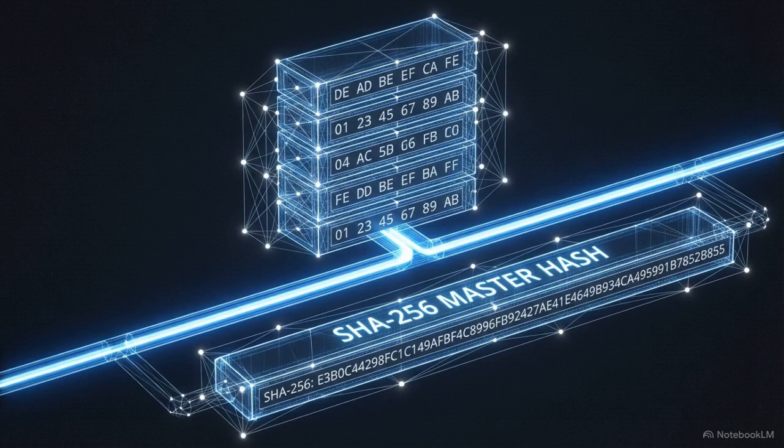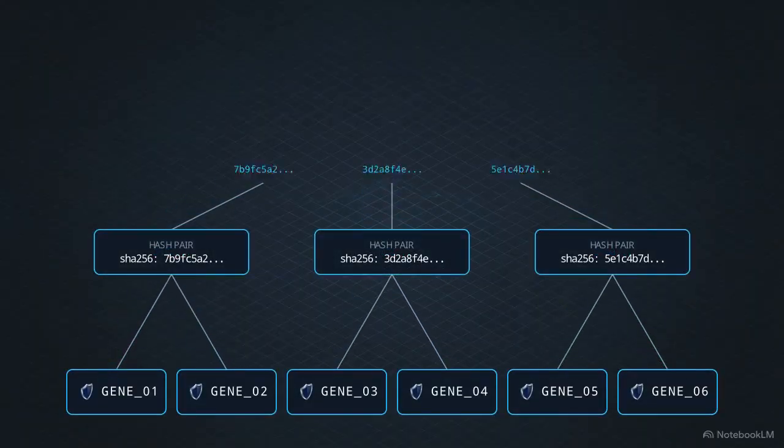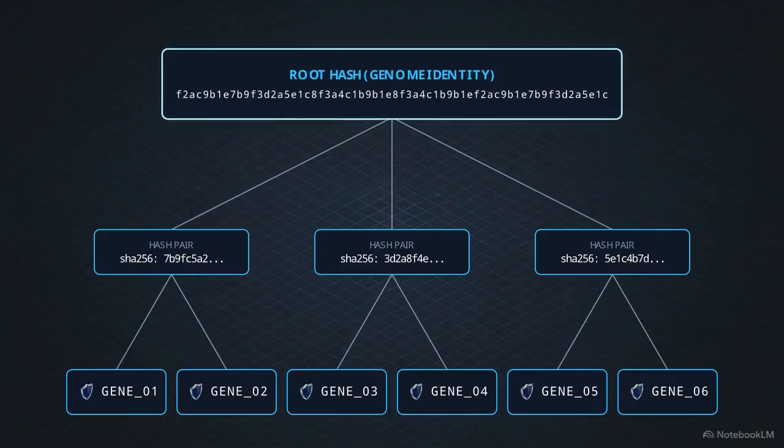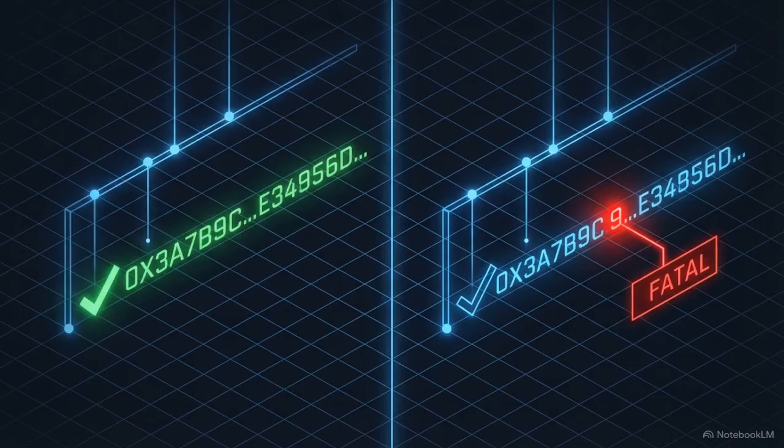The system proves its identity through cryptographic verification. The 6 genes are combined into a SHA-256 Merkle hash. A Merkle hash is a mathematical tree structure where every node is labeled with a cryptographic hash, allowing the system to verify large datasets instantly.